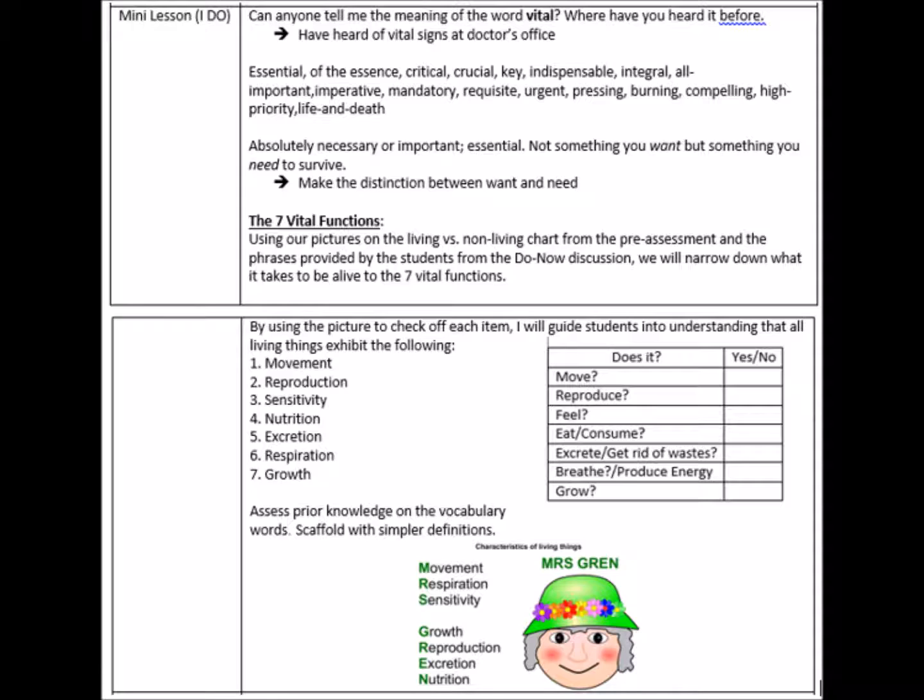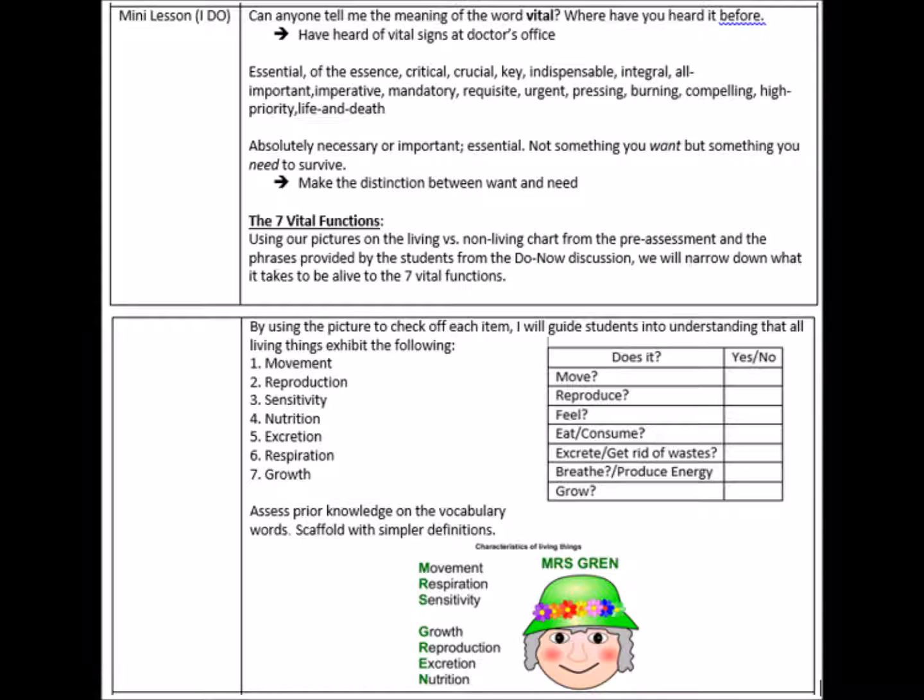Vital means absolutely necessary or important. Essential, not something you want, but something you need to survive. I will make the distinction between want and need here to help students remember that something is not considered living unless it exhibits all 7 functions.